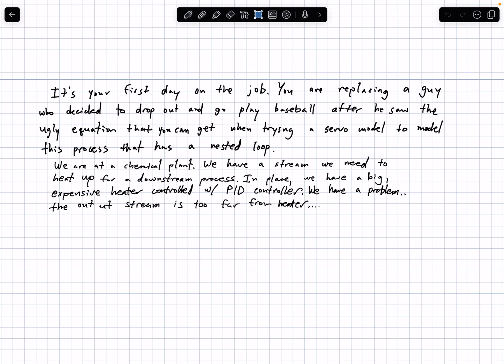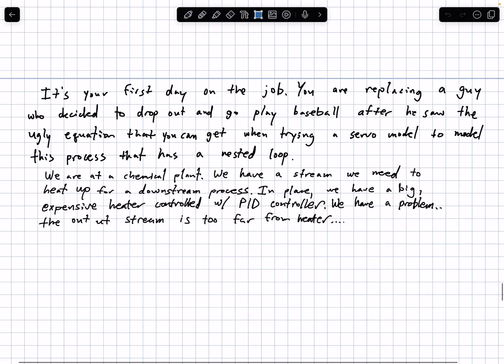Here's my problem. It's your first day on the job. You're replacing a guy who decided to drop out and go play baseball after he saw the ugly equation that you can get when trying a servo model to model this process that has a nested loop. We're at a chemical plant and we have a stream we need to heat up for a downstream process. In place, we have a big, expensive heater controlled with a PID controller.